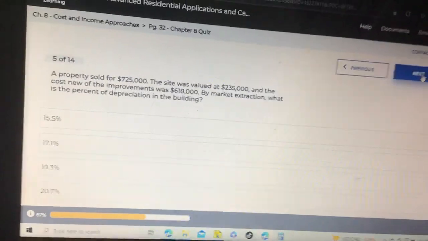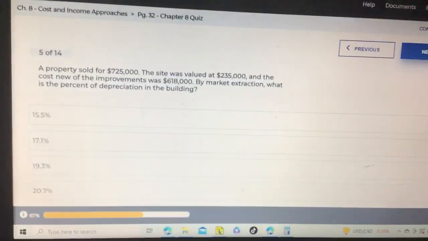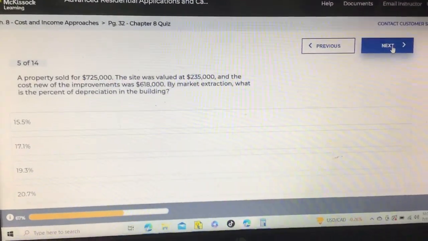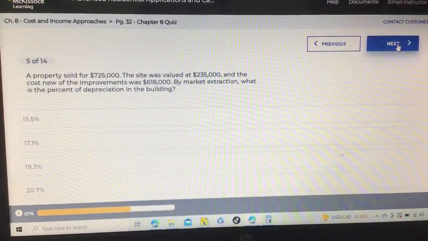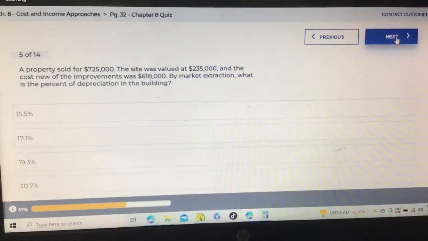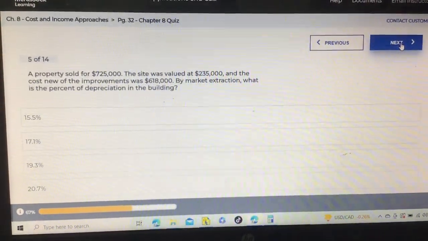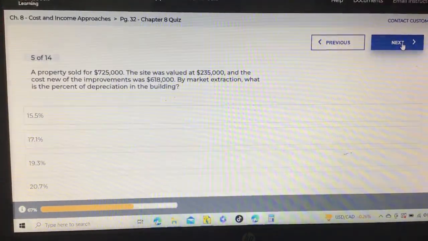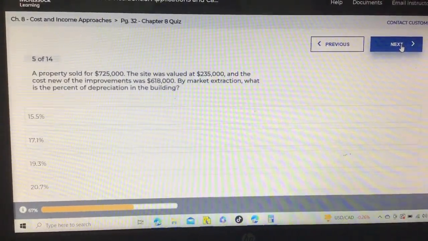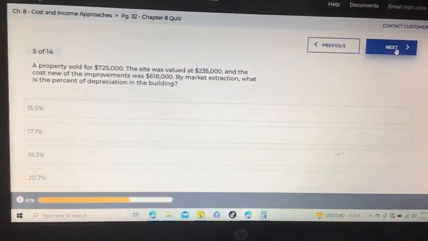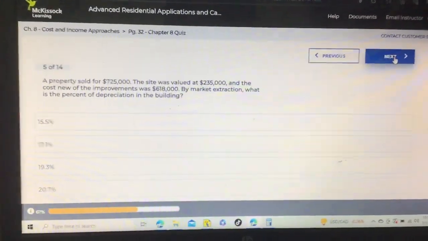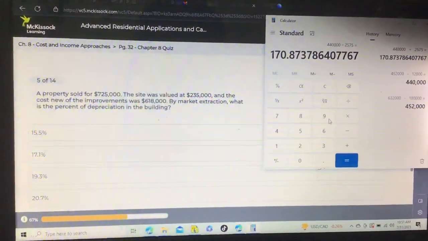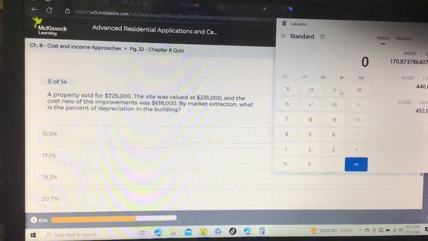Number 5. A property sold for $725,000. The site was valued at $235,000, and the cost new of the improvements was $618,000. By market extraction, what is the percent of depreciation in the building? Okay, now this is the formula we thought we were doing earlier. So we got to get our calculator out. We're going to clear it.